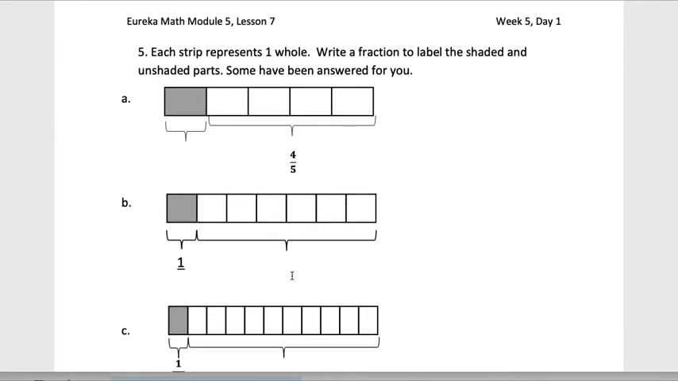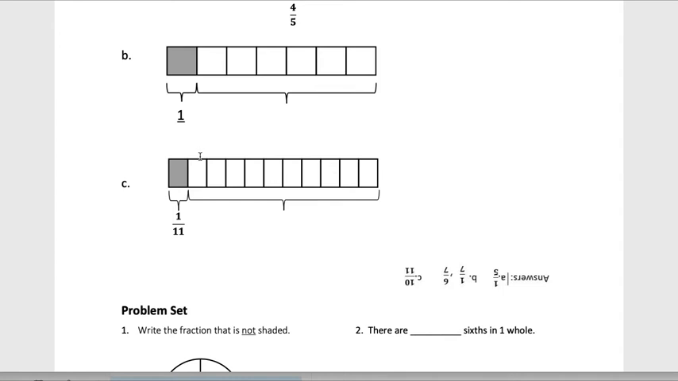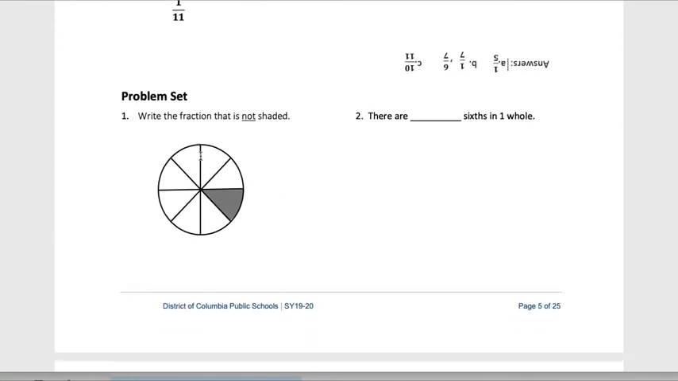Okay. Then it goes down to this part where it's asking you for each strip to represent one whole. It's one whole piece of a candy bar. Write a fraction to label the shaded and unshaded parts. So for example, part A, we know that there are 5 equal parts. The unshaded part is 4/5. What would the shaded part be? It would be 1/5. Okay, and you're going to label the rest of your fraction strips.